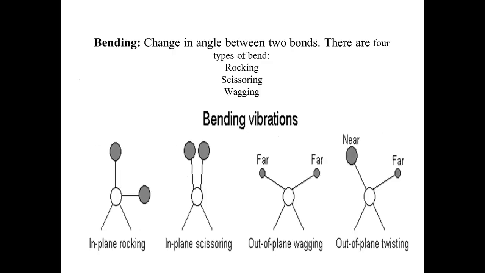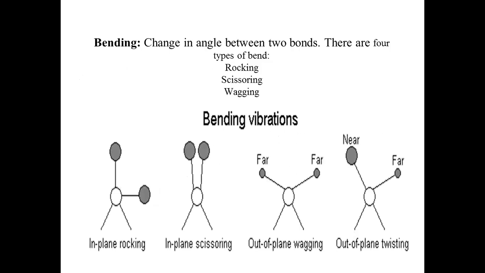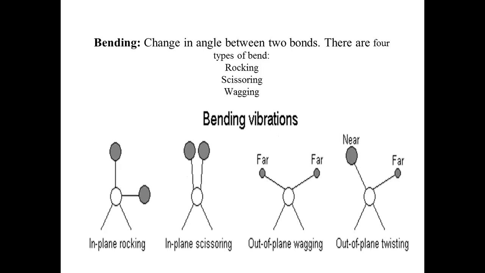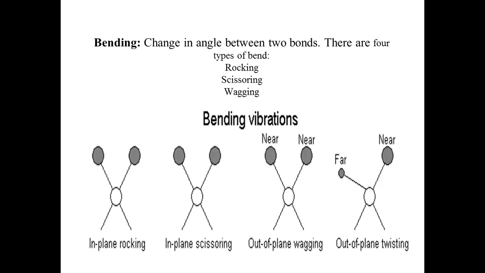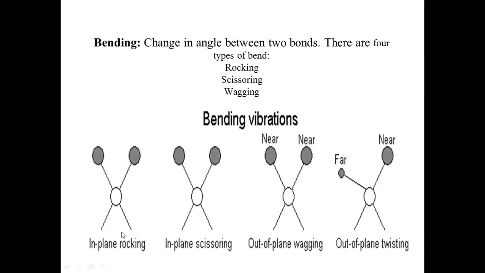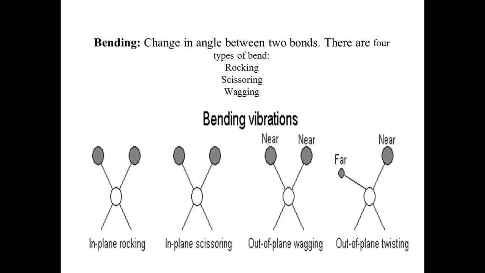While in case of bending vibrations, we have classified them into two types: in plane, and out of plane. In plane, the vibrating bond doesn't change its plane, while in out of plane vibration, the vibrating bond changes its plane. So in plane vibrations are again classified into rocking and scissoring kind of vibration. So you can see the motion of different atoms.